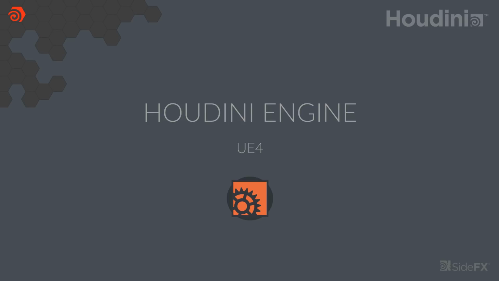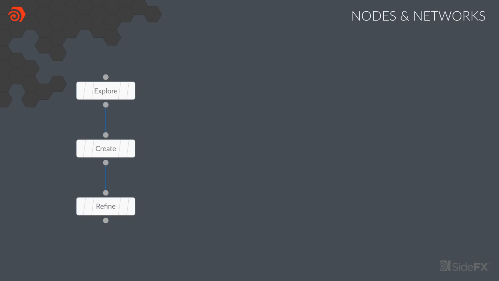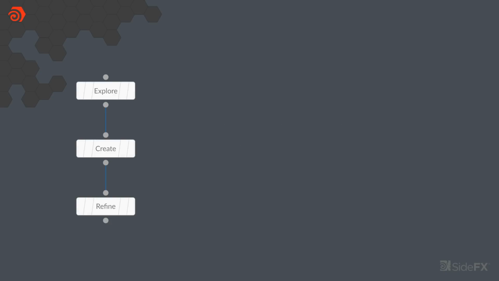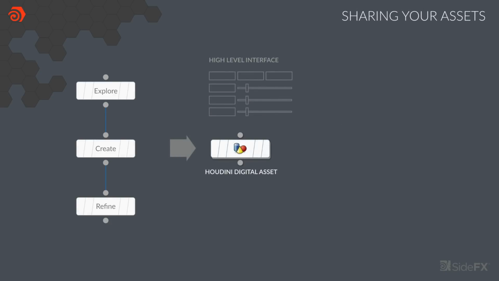Unreal Engine environment. Now, the way we do this is if you go back and look at the way Houdini is set up, we know that everything you do in Houdini creates nodes, and those nodes get connected to build networks. Each network defines a recipe, and the recipe can be used over and over and over again. Now, once you've got that, you can then export as a Houdini digital asset. So that means you take the nodes, collapse them into a single asset with those nodes inside, and then you promote parameters from the nodes inside to create a high-level interface.